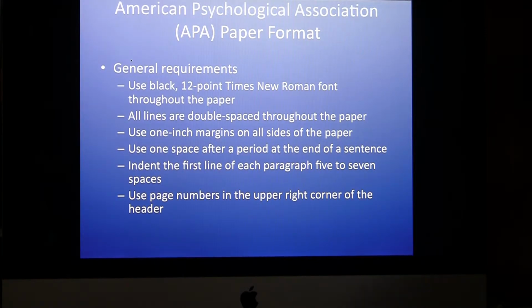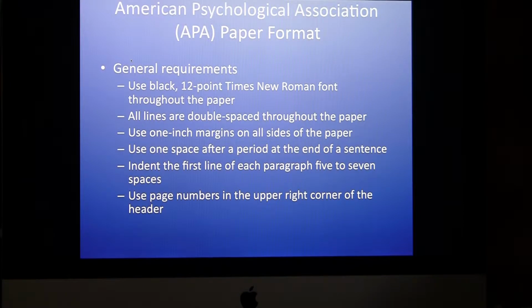So let's start by looking at some general requirements for all papers. Always use black 12-point Times New Roman font throughout the paper. Don't introduce any other fonts. Stick to this particular font in that particular size. All lines of the paper throughout are double-spaced. Use 1-inch margins throughout the paper, and use one space after a period at the end of a sentence. Sometimes two spaces are used for doctoral dissertations, but we'll just stick with one space after a period.